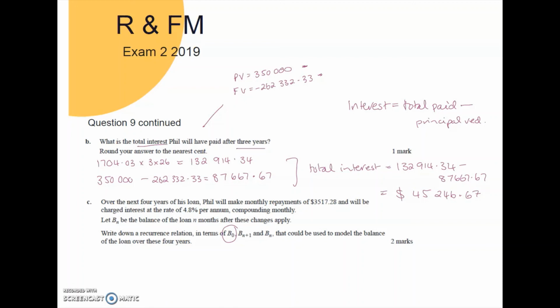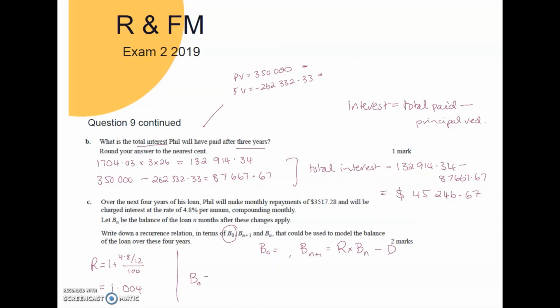And so the first thing that we need to do in order to write it into this form, we're going to have it of the form B0, Bn plus 1 equals our R value times Bn minus our payment value. Okay, so the only thing we don't already know is this R value. We need to calculate that first. All right, so R is 1 plus the interest rate of 4.8 compounding monthly over 100, and that gives us our value of 1.004.